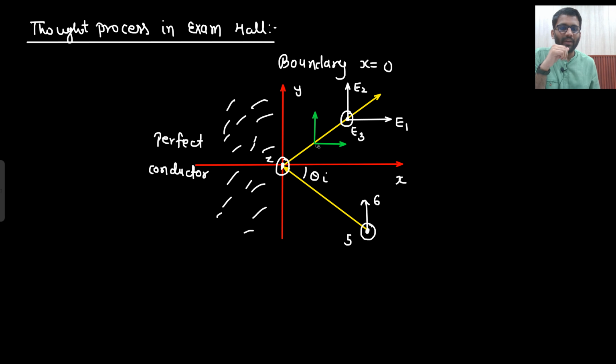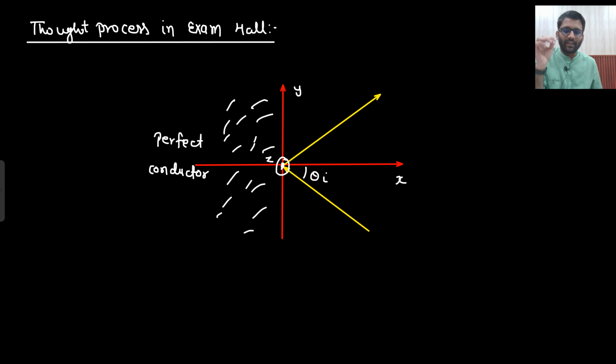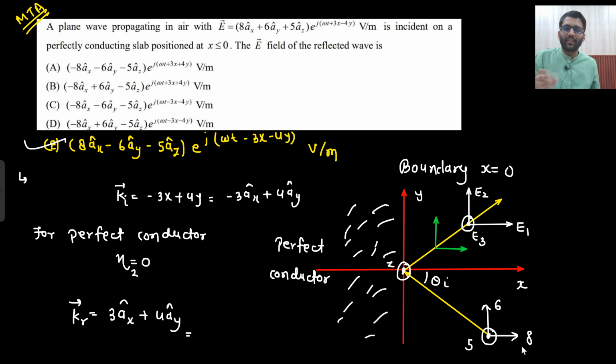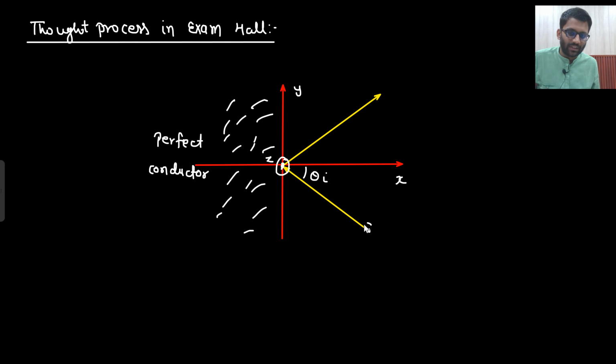So first I would have made this diagram. Let's make it more clear. Forget about this x equals to 0. This is the boundary that I know. This is the perfect conductor. Then I would know that in the z direction I am having 5, 6 in y and 8 in x. So in the z direction I am having 5. This is one of my electric fields, and this is my other electric field. How am I writing? Plus y and plus x. So my other electric field will be this.